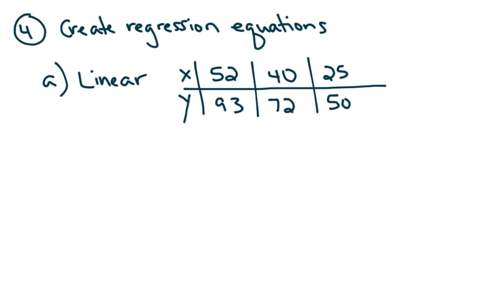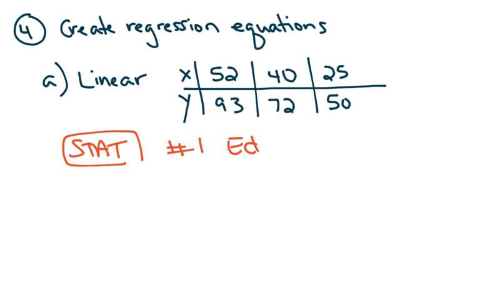In problem 4, we want to create regression equations by using the regression functions on our graphing calculator. So in part A, we're going to create a linear regression with this table of data. The way this works is you go to Stat, number 1, Edit, and that's where we're going to put information into our calculator. The X values always go into list 1, the Y values go into list 2.